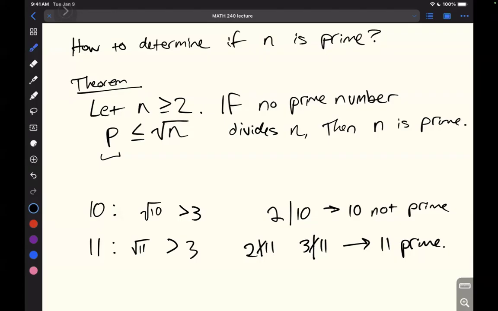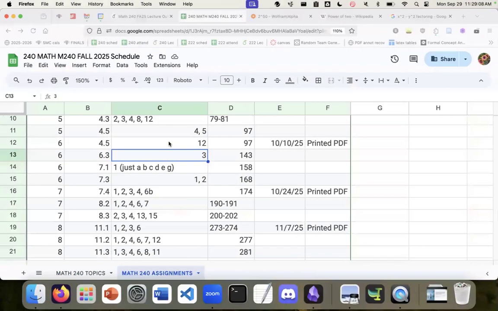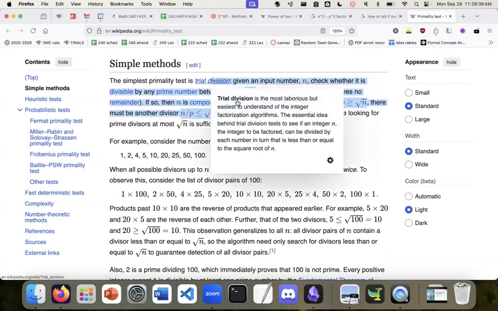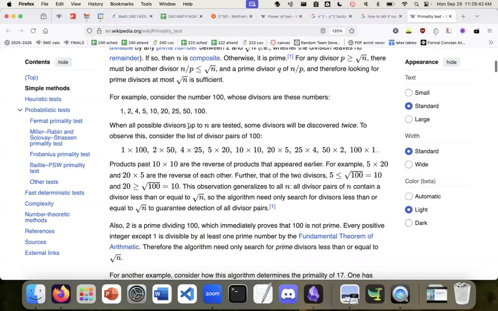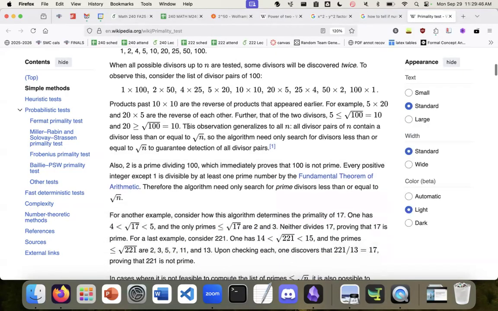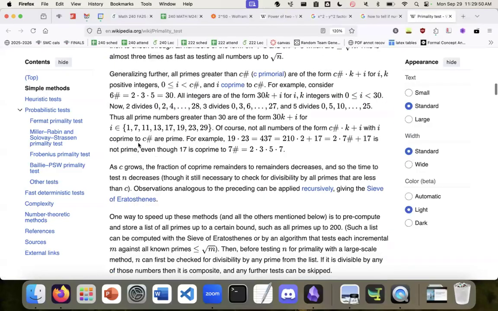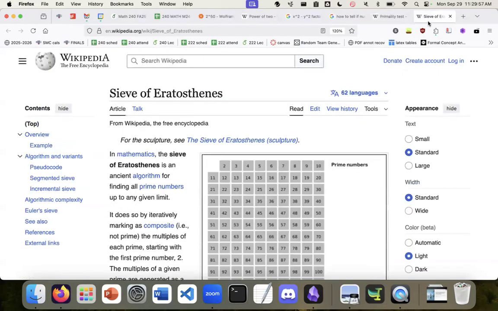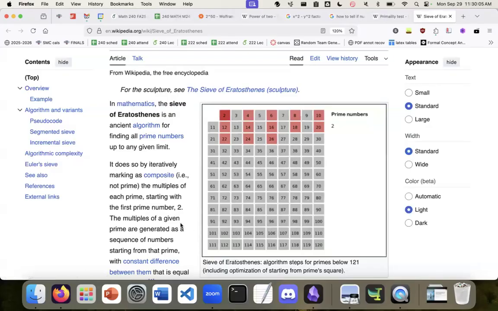Yeah, so there's multiple ways. This is one way to tell if a number is prime. There's the trial division, that's what we just talked about. Simple methods. There's the sieve of Eratosthenes, which is recursively a way to mark things as composite. Once you do that, you get the numbers which are prime after that.